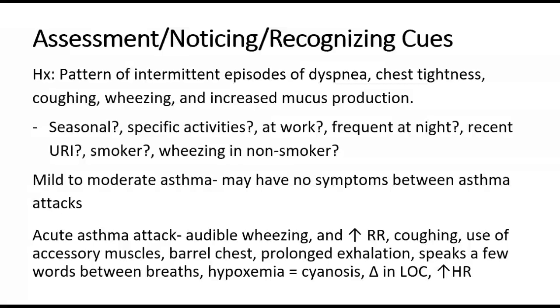When we're looking at what we need to be noticing or what cues we need to look for to be on the lookout of an asthma attack in a patient, we want to be watching for audible wheezing, an increased respiratory rate, coughing, the use of accessory muscles, barrel chest. And with barrel chest, the anterior posterior diameter of the person increases. So the anterior posterior diameter is the diameter between the front and the back of the chest, and that increases with air trapping, giving the chest a rounder rather than oval shape.